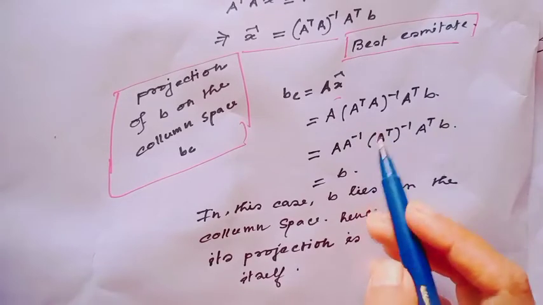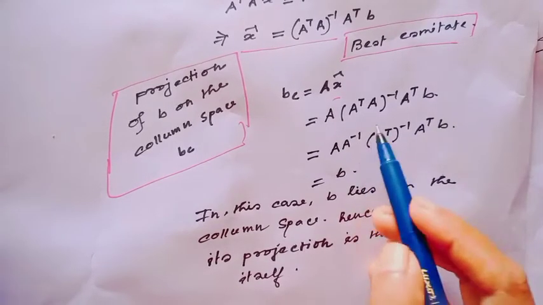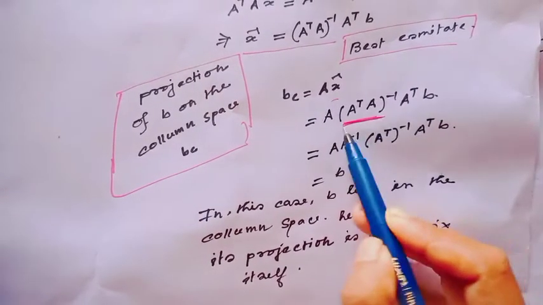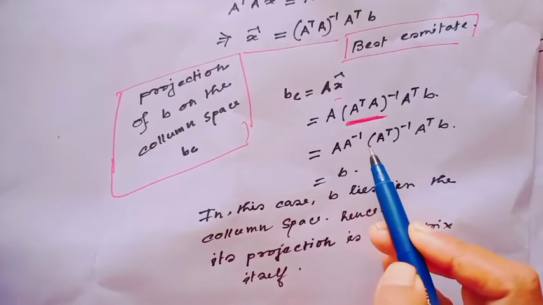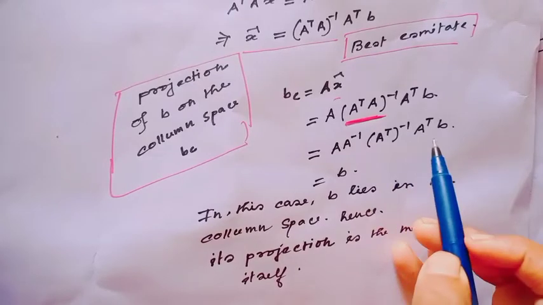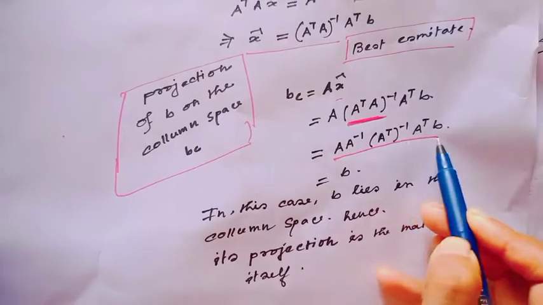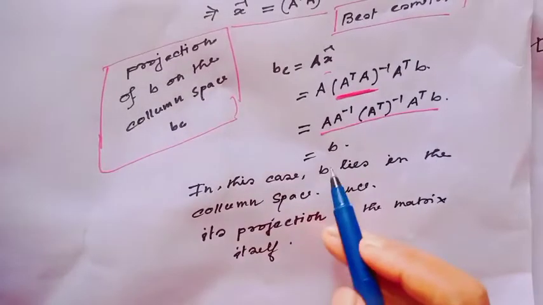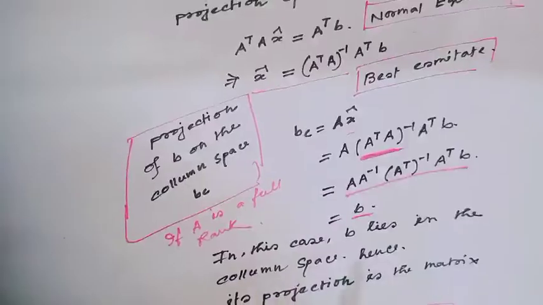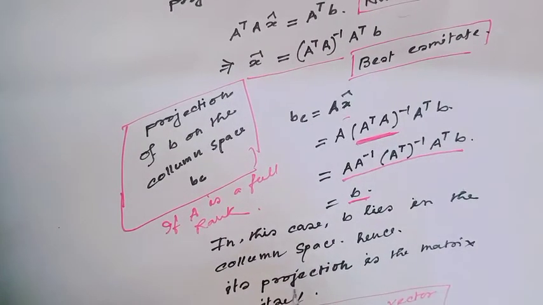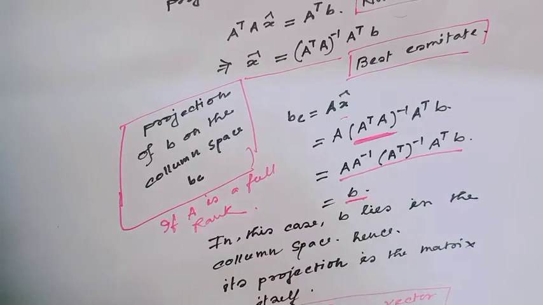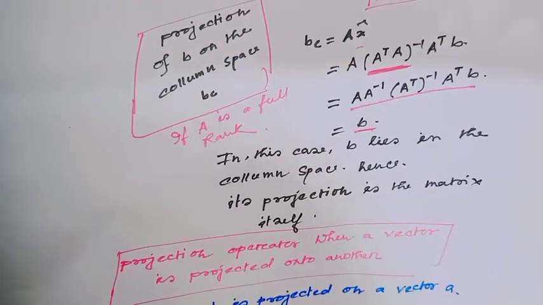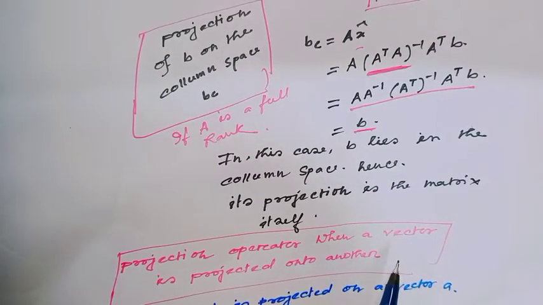and this is equal to, apply the inverse rules, A inverse times A transpose inverse A transpose B, and this is equal to actually B, and in this case B lies in the column space, hence its projection is the matrix itself.